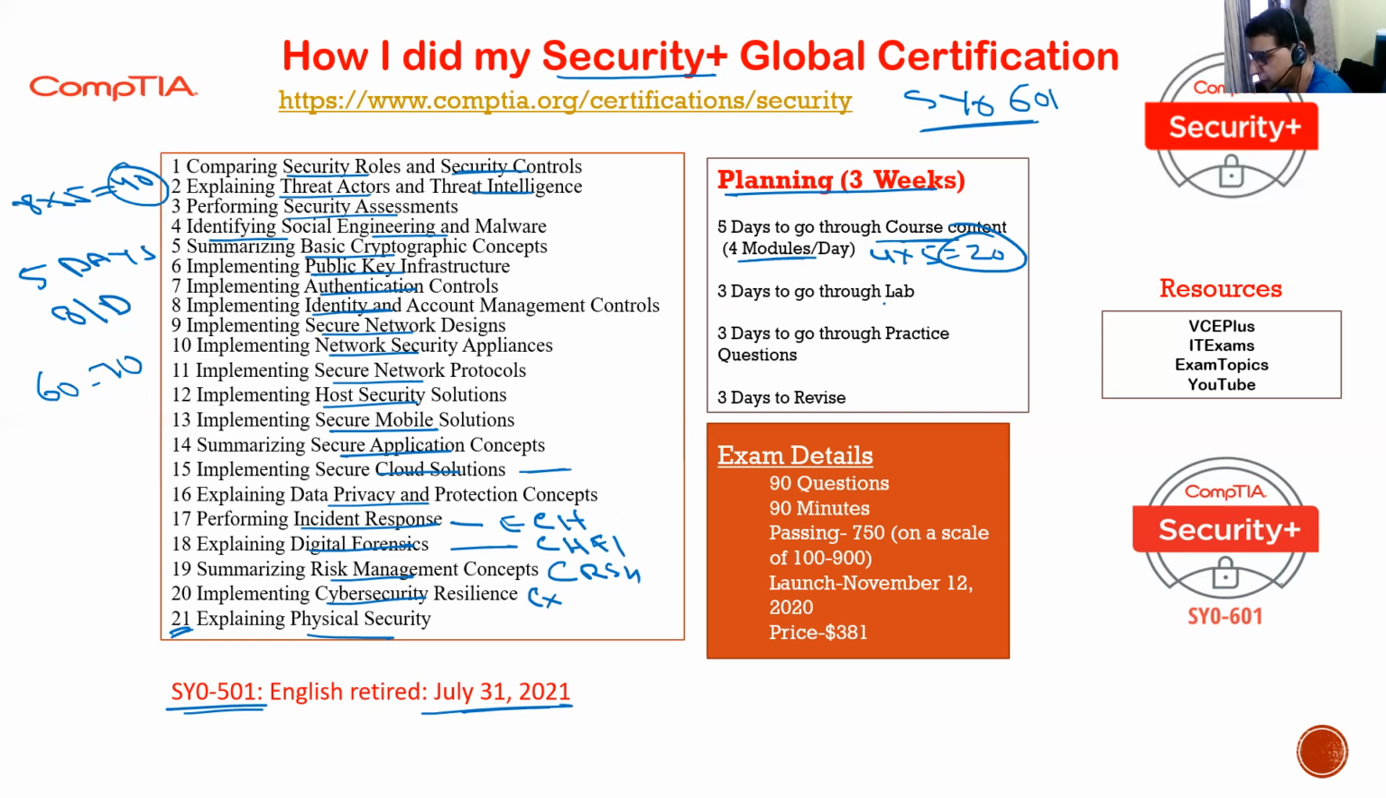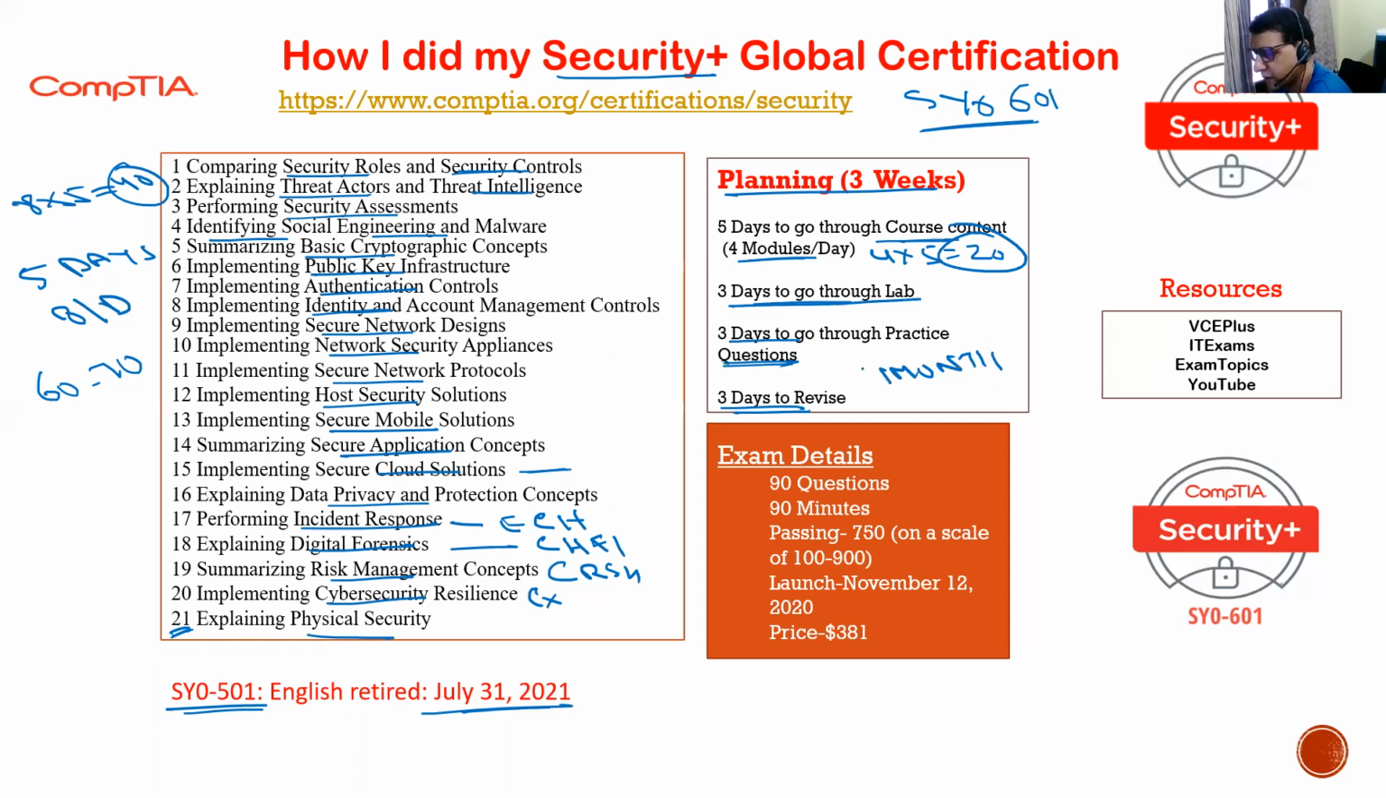3 days to go through lab. It's very important to go through the lab to understand it, because they ask multiple choice questions, and they will also ask performance based questions. You'll be able to clear that if you go through the lab. Then 3 days to go through practice questions and 3 days to revise. So I would say 3 weeks is enough. 3 weeks to 4 weeks. So I would say 1 month.